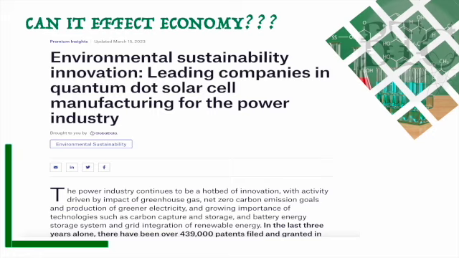But actually, are quantum dots somewhere affecting the economy of a country? As per my research, during the last 3 years, 439,000 patents were filed and granted in the power industry alone, as per GlobalData's report on environmental sustainability in power. The power industry continues to be a hotbed of innovation, oh my God, with activity driven by the impact of greenhouse gases, net zero carbon emission goals, and production of greener electricity.